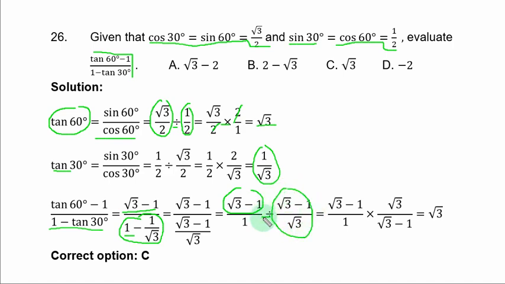If this sign changes to times, you invert this fraction to root 3 over root 3 minus 1. So this will cancel this. You are left with root 3 divided by 1, and that is root 3. So C is the correct option.